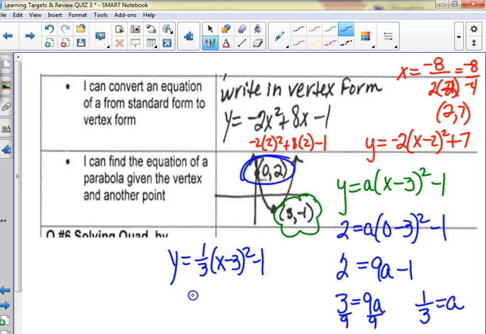Is there a 100% way you could check that? Put it in your calculator and make sure it goes through 3, negative 1, and 2, 0, right? And it looks like that.